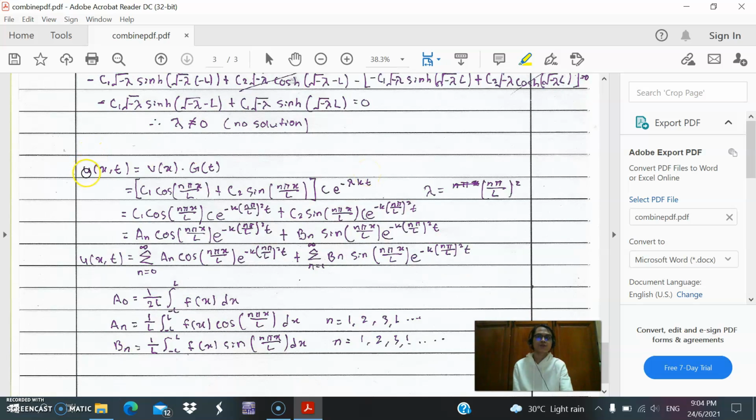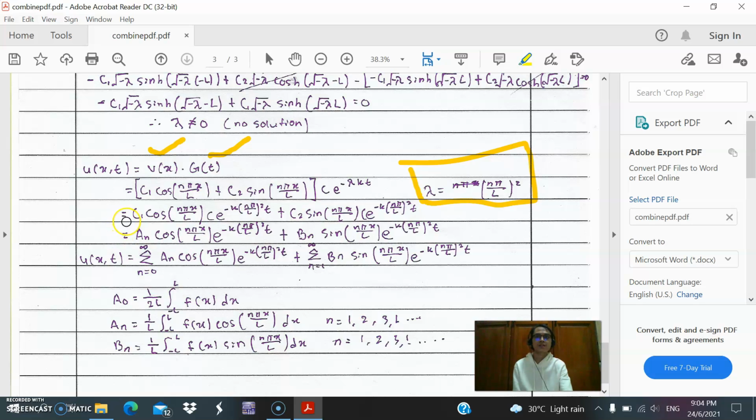So uxt equals to vx multiply gt, right? We already have vx and gt. So we substitute. Vx is C1 cos n pi x over L plus C2 sin n pi x over L multiply with C e power of negative lambda kt. Kita tahu yang lambda equals to n pi over L square.